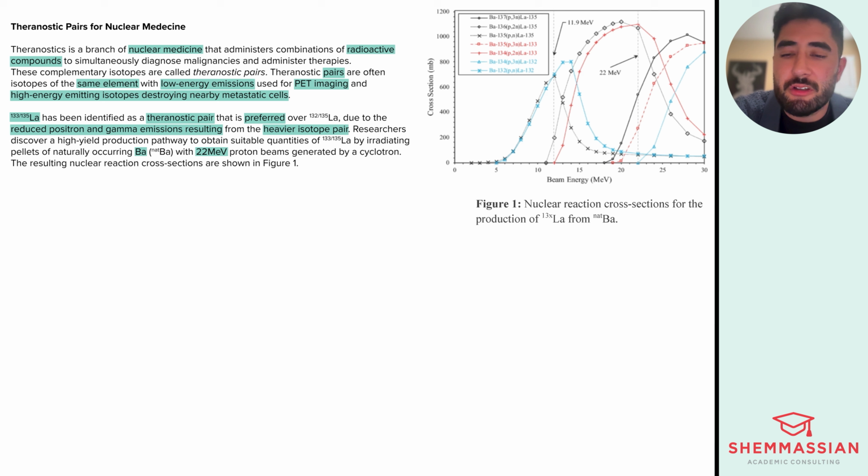So for a figure like this, I would spend a very, very small amount of time looking at it. I'd focus mainly on what the titles are, what the axes are, and that's about it. I'm just focusing on organization. What information shows up in this figure? In this figure, what we'll see is it talks about beam energy, it talks about cross sections, and we have variations of barium and variations of lanthanum.